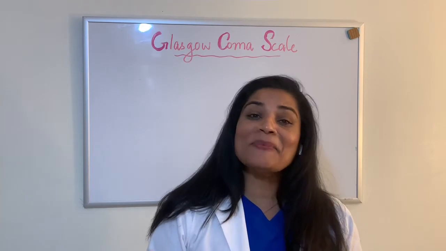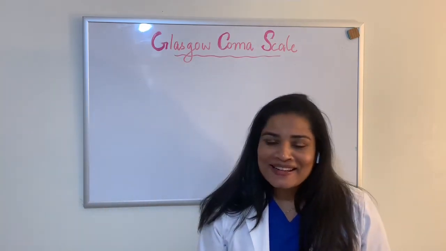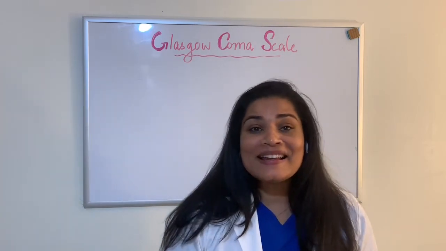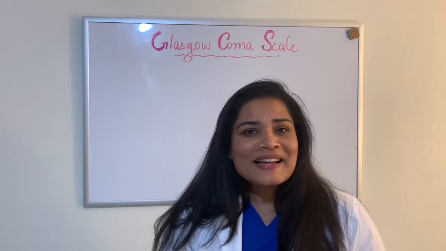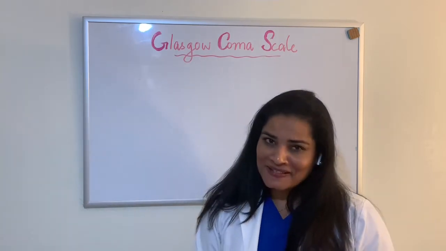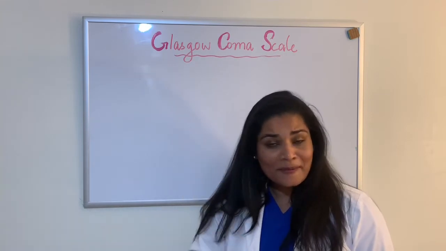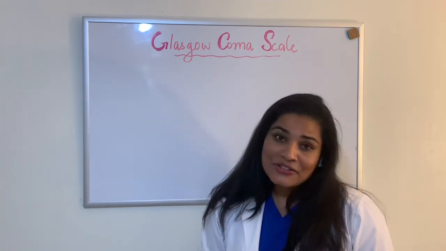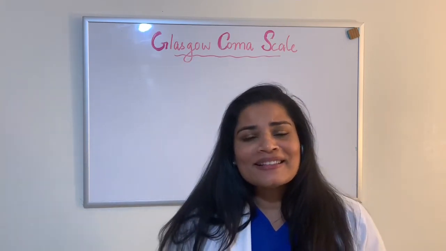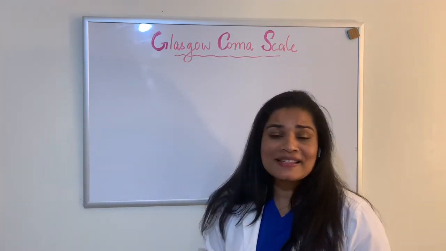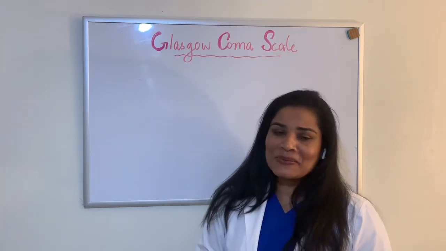In this video, I'm going to talk about the easiest way of learning the Glasgow coma scale. The Glasgow coma scale is used for checking the mental status of neurologically impaired patients, such as patients with motor vehicle accidents, head injury, stroke, or brain surgeries. We check the mental status and neuro status with this standardized tool.